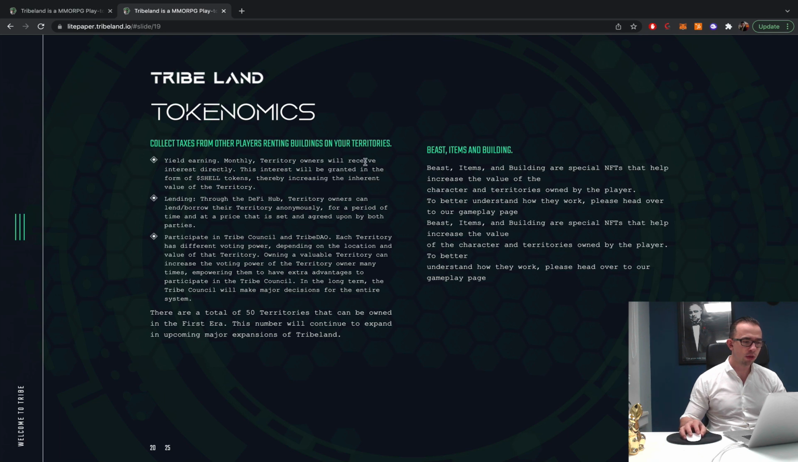Monthly, territory owners will receive interest directly. This interest will be granted in the form of Shell tokens, thereby increasing the inherent value of your territory.